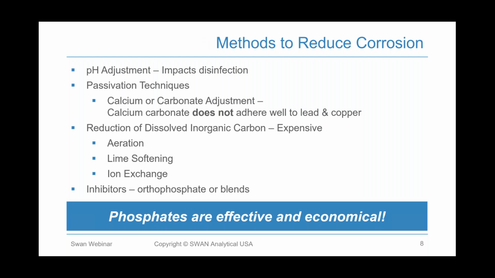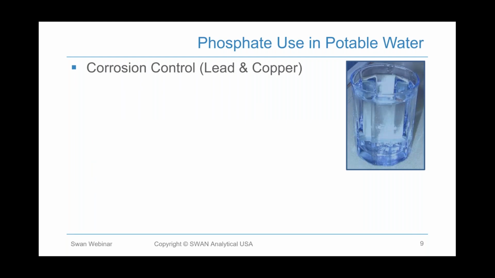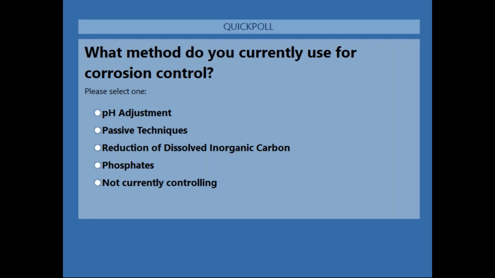So let's look a little bit at what phosphate, the use Ryan? For it in potable. Excuse me, Ryan. We wanted to pause just for a quick moment to poll the audience. Sure. And what we'd like to know is, what method do you currently use for corrosion control? Please pick whichever one you're currently using. You can just click that and put in enter, and we'll get that.